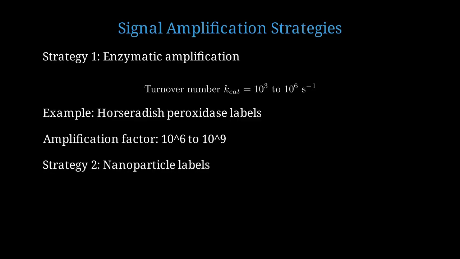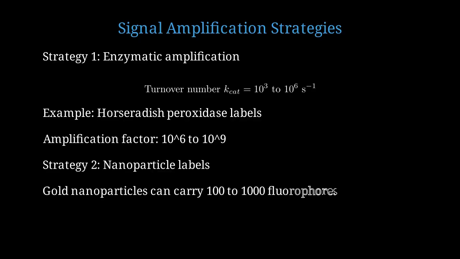Strategy 2 uses nanoparticle labels. A single binding event can be tagged with a nanoparticle containing thousands of reporter molecules. For instance, a 50 nanometer gold nanoparticle can carry 100 to 1,000 fluorophore molecules on its surface. Each binding event thus generates a much larger signal.